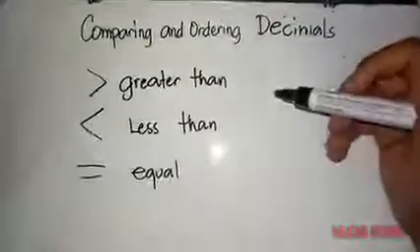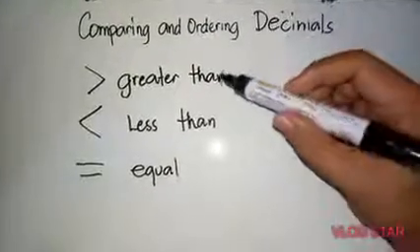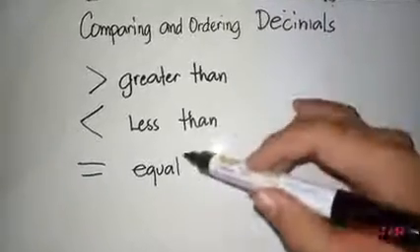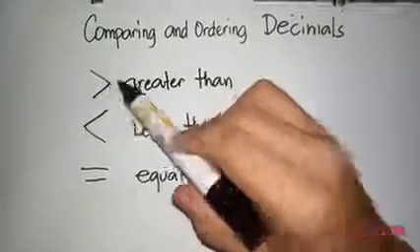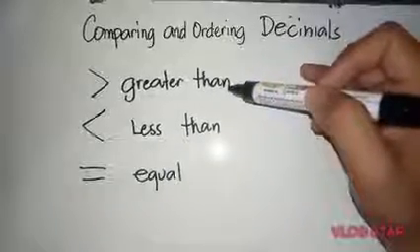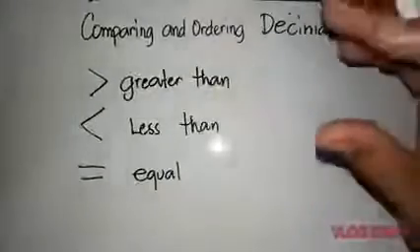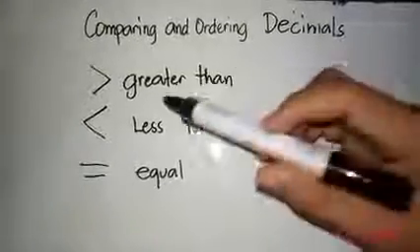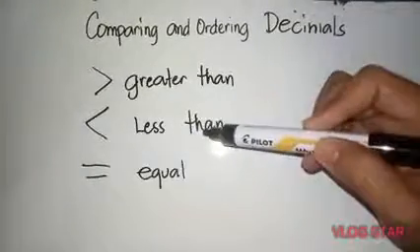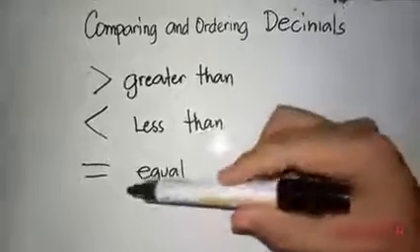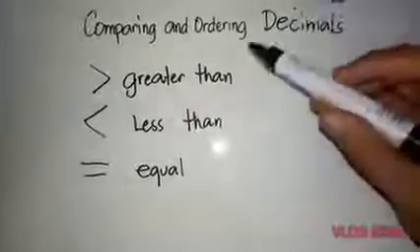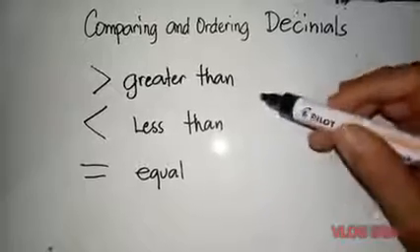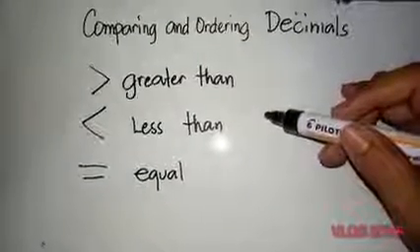So in comparing and ordering decimals, we use these three mathematical symbols. The first one is greater than, when the mouth opens to the biggest number. The next one is less than. And the third one is equal. So these are the three mathematical symbols that we use in comparing decimals.